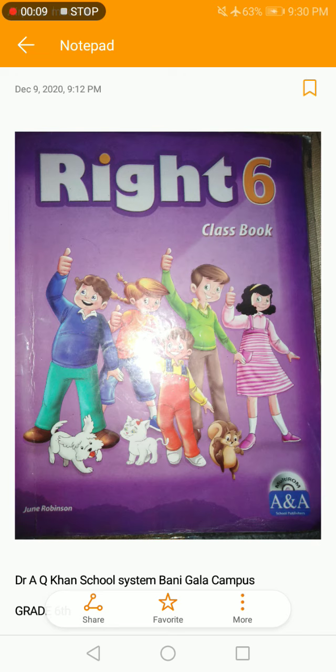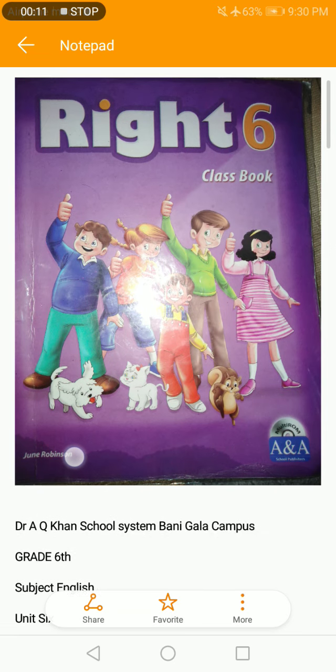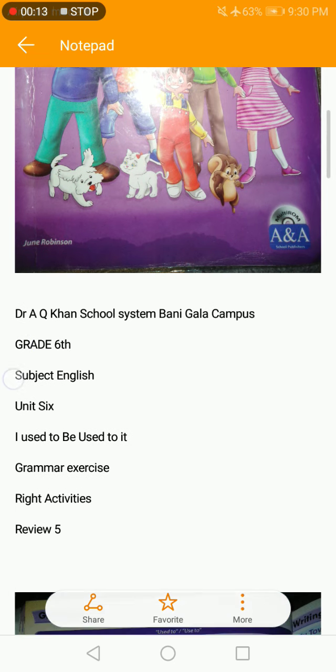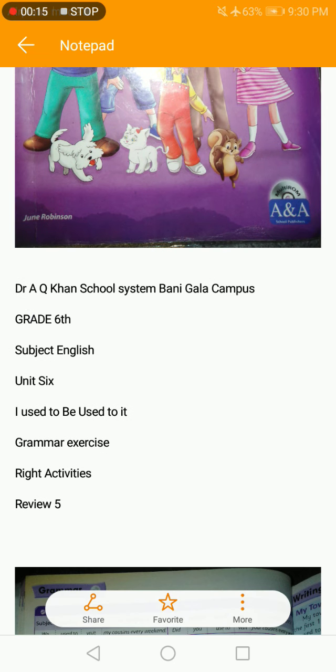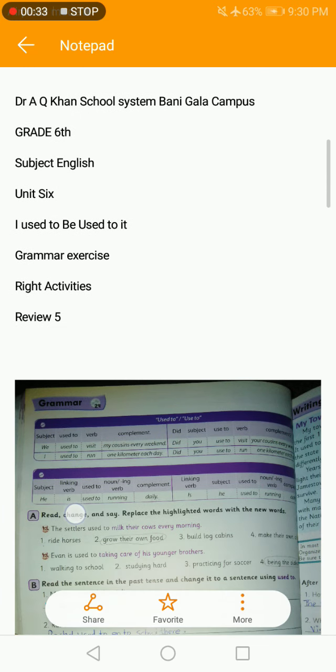Today is our second lecture and it is the continuation of unit 6. In this lecture we are going to cover grammar exercises, the writing activities of unit 6 and a review of chapter 5, or unit 5. So open your book on page number 48.